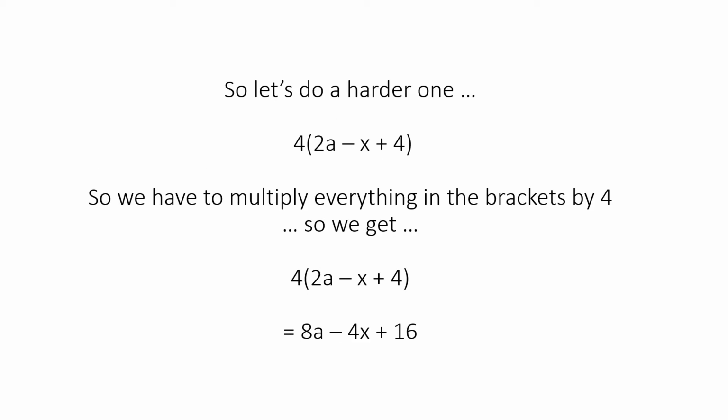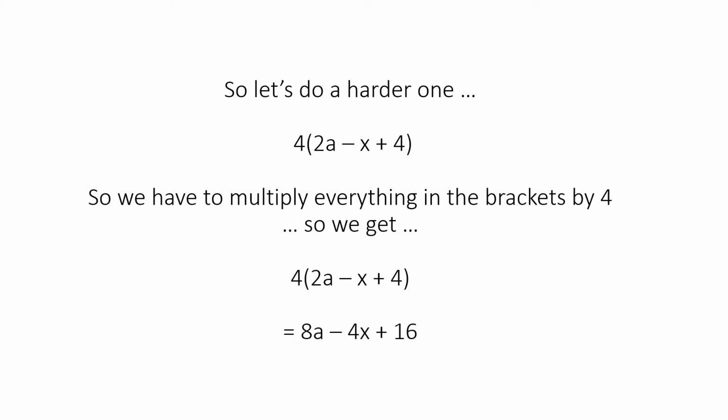Let's do a harder one now. This is quite tricky. 4 bracket 2a minus x plus 4 bracket. So remember, we multiply everything in the brackets by 4. So that's going to be 4 times 2a gives you 8a minus 4x, because 4 times x is 4x, and there's a minus sign there. And then 4 times 4 is 16. So hopefully that's clear how I've got that.